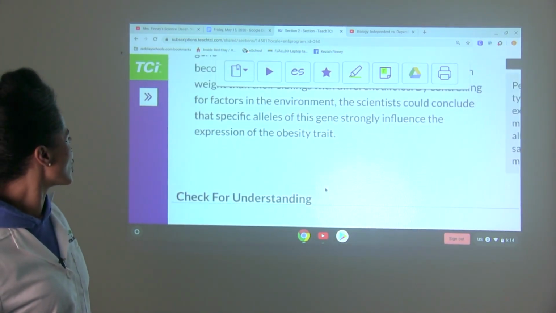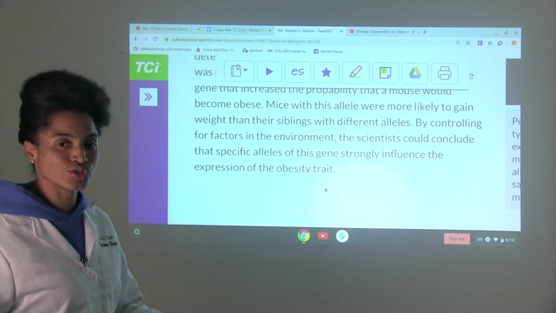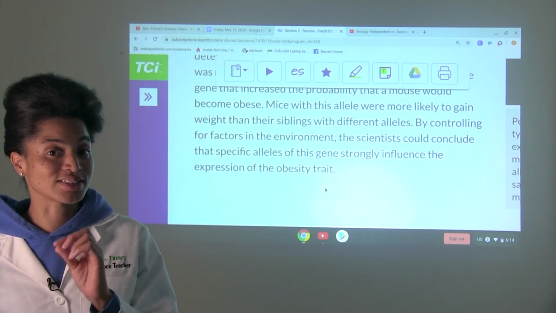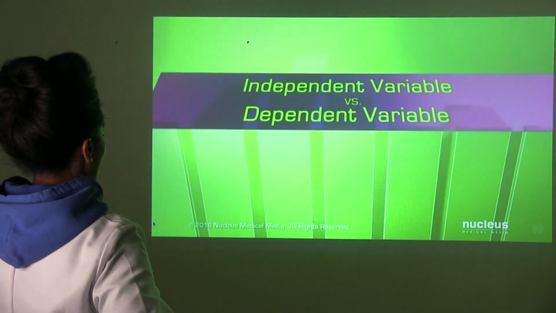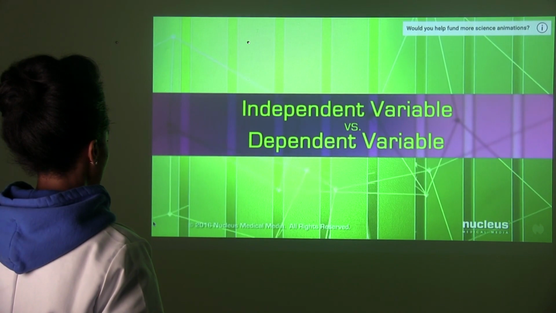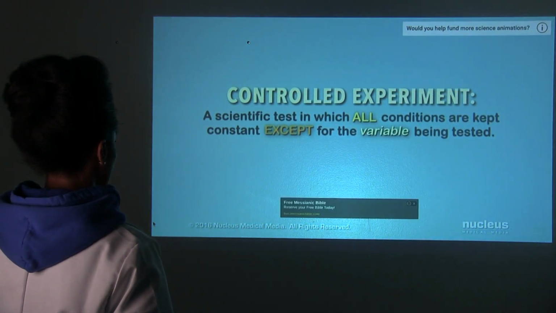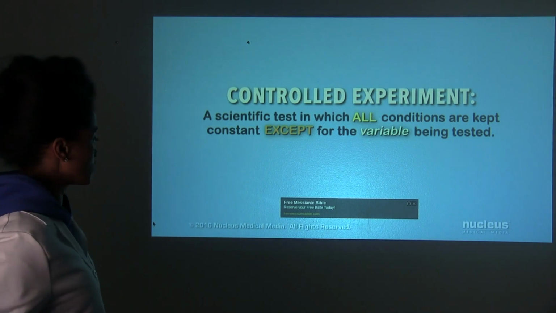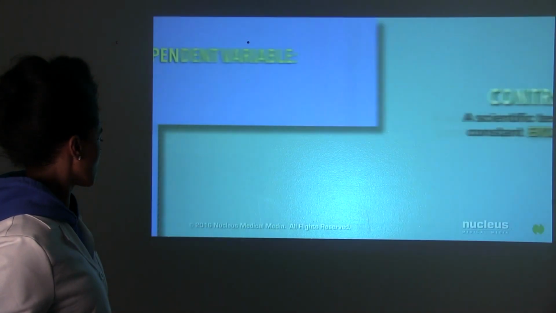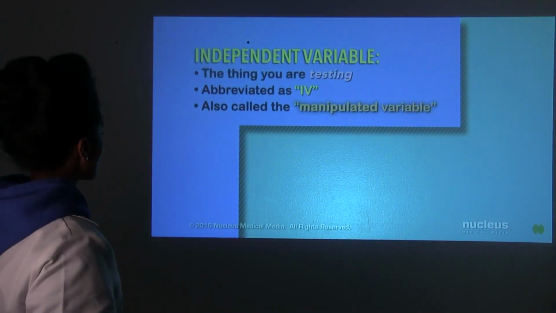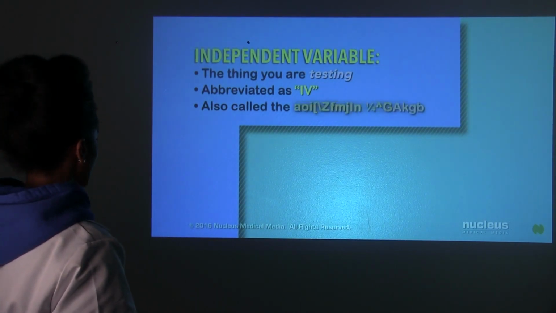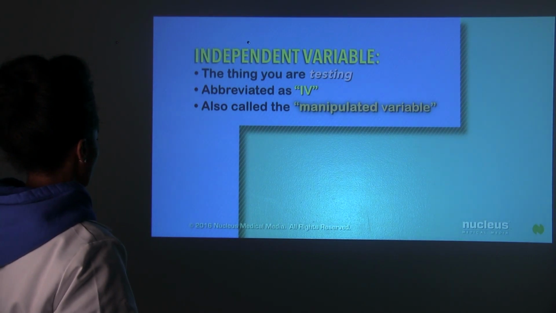All right, so I want to show you a video that shows you some examples about independent variables and dependent variables. Let's check that out. Independent variable and dependent variable are important terms related to controlled experiments. Remember, a controlled experiment is a scientific test in which all conditions are kept constant except for the variable you're testing. The independent variable is the thing you're testing in an experiment. It's often abbreviated as IV and sometimes called the manipulated variable because you change or manipulate this variable.